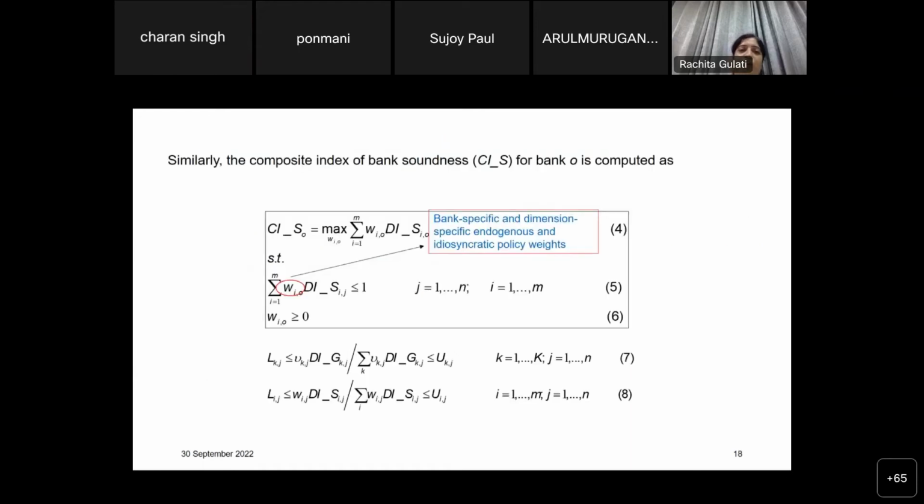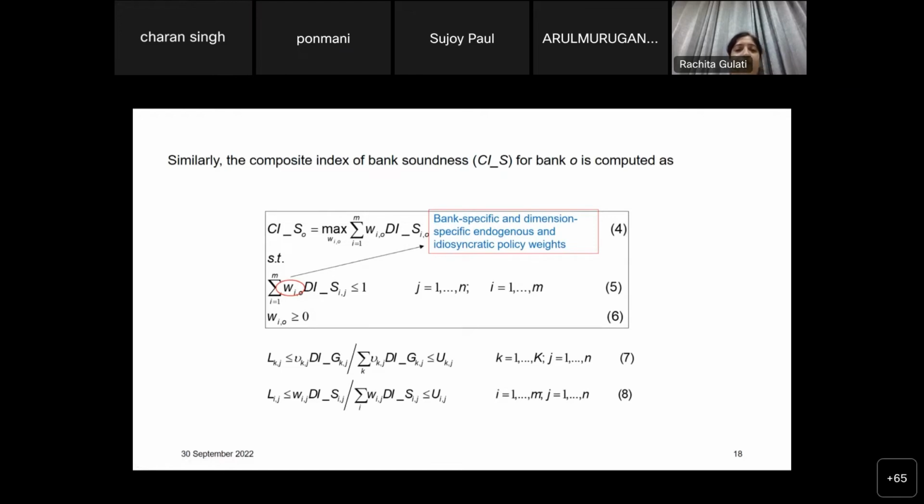For the construction of the composite index of bank soundness, we are basically interested in obtaining the w i naught, which represents the idiosyncratic policy weights associated with the distinct dimensions, or the priority given by the bank to the specific dimension of soundness.